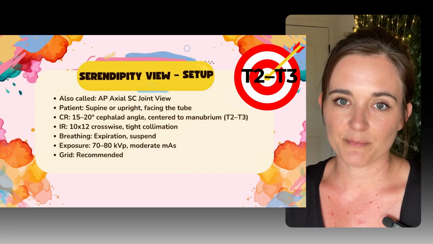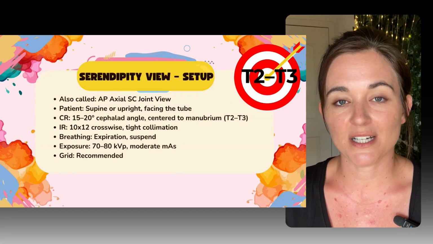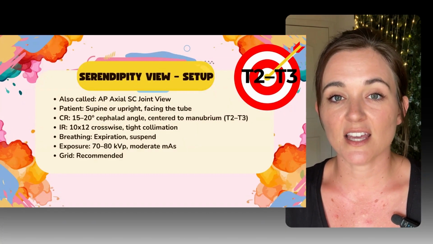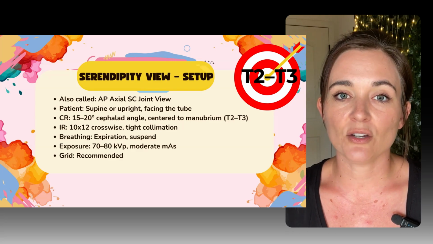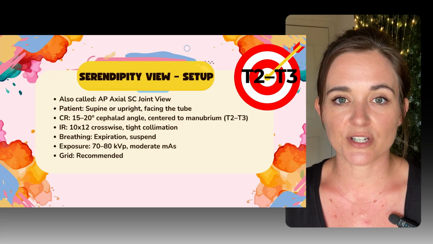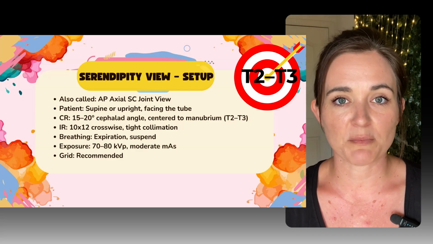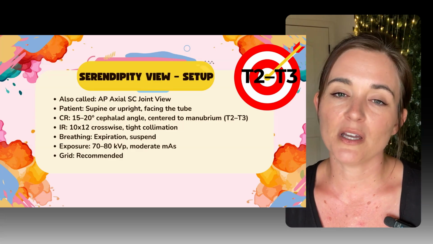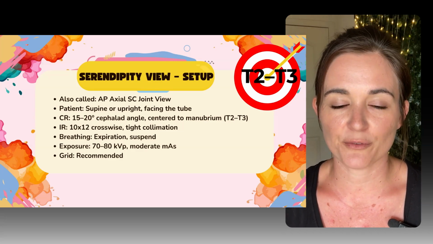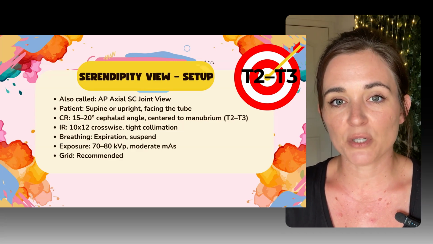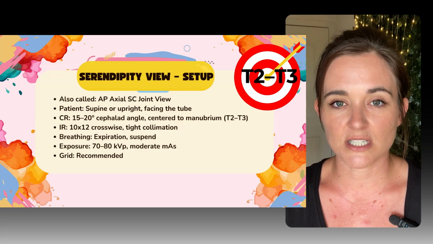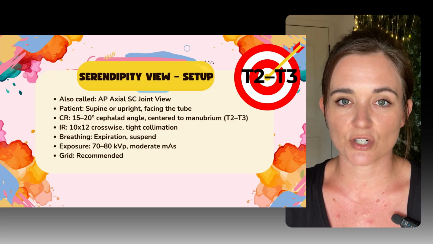Here's how to set it up. The patient is either supine or upright, facing the X-ray tube. You'll need to angle your central ray 15 to 20 degrees cephalad. Some protocols may use up to 40 degrees, but 15 to 20 is the standard. Your CR is centered at the manubrium, right at the level of T2, T3, just above the sternum.